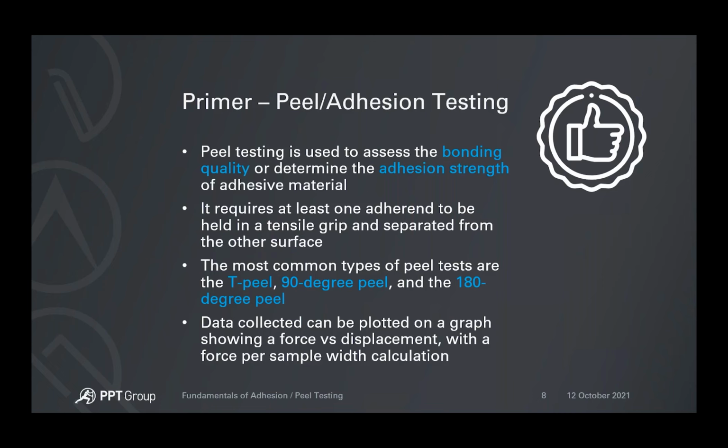The common types of peel testing methods are T-peel, the 90-degree peel, and 180-degree peel tests. There are other types of peel tests, as I mentioned, which are more specialized, such as the climbing drum peel test, but we'll discuss these at a later webinar, hopefully early next year. But for today's session, we'll concentrate on these three main tests: T, 90-degree, and 180-degree peel tests.